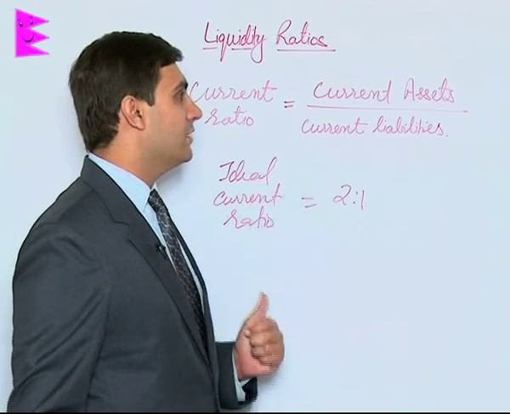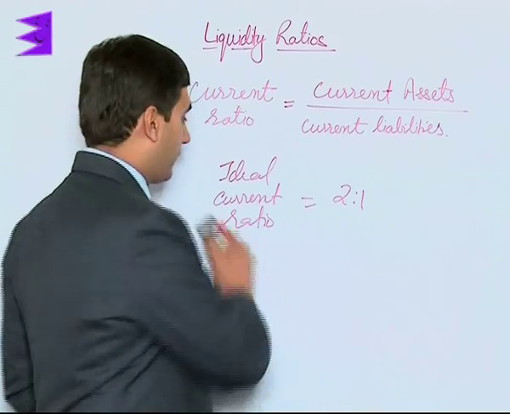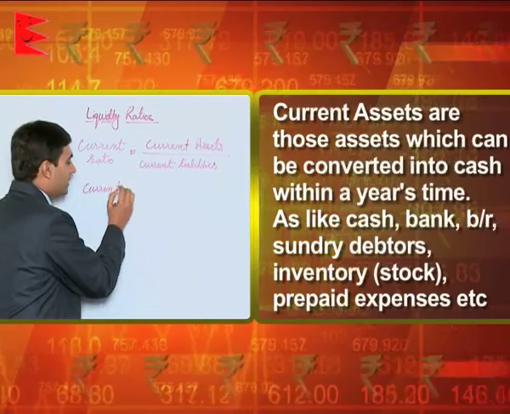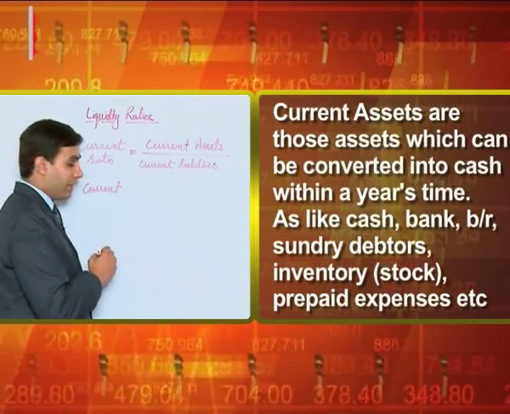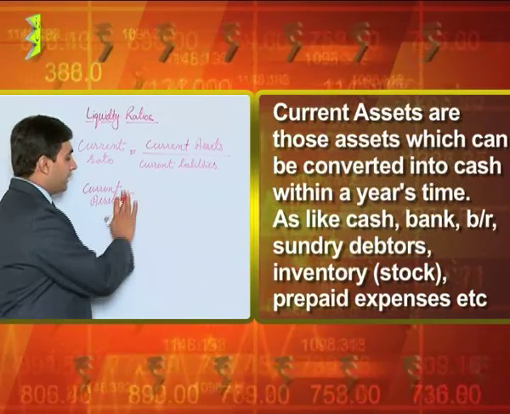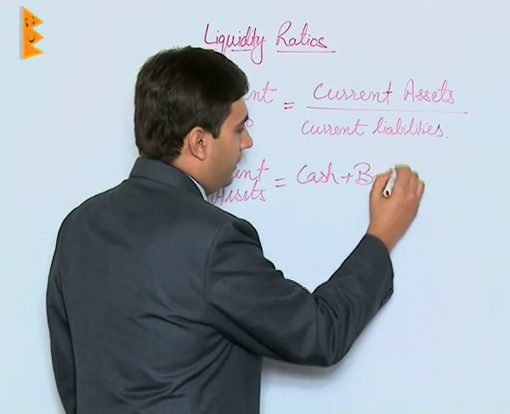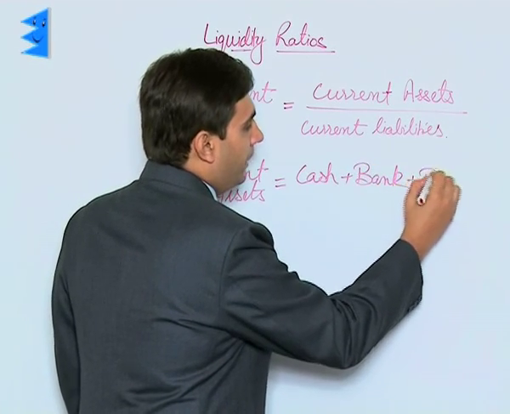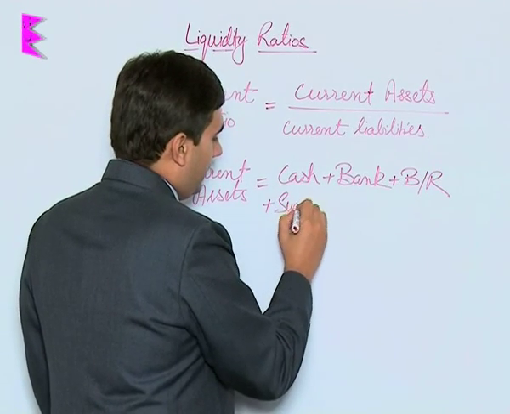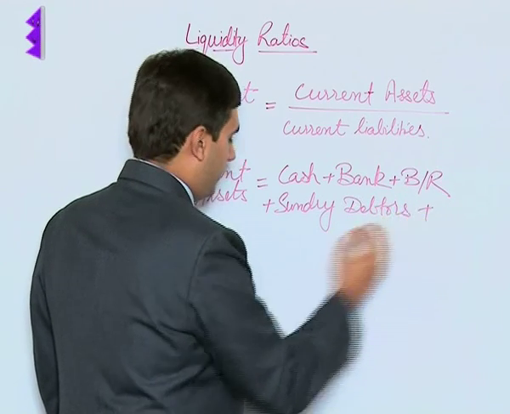The components for calculating this ratio are current assets and current liabilities. So students, what are current assets? Fundamentally speaking, current assets are those assets which can be converted into cash within 1 year. That is, time frame is 1 year. So this includes assets like cash, bank, bills receivable, I'll put it as BR, then sundry debtors plus inventories.